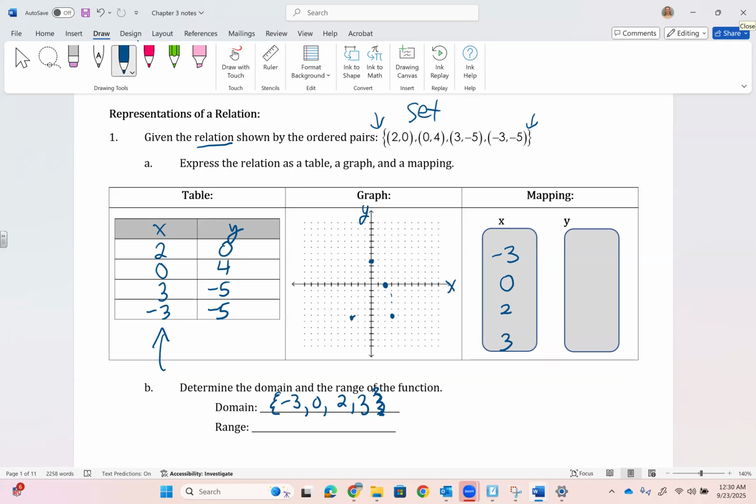And so here you've got 0, actually I lied. The smallest of these is -5. You don't repeat it. So -5, you've got 0, and you've got 4. And to show the mapping, you do arrows from the input value to their respective output value. So 2 goes to 0. Okay. And then you've got 0 goes to 4. And then you've got 3 goes to -5.